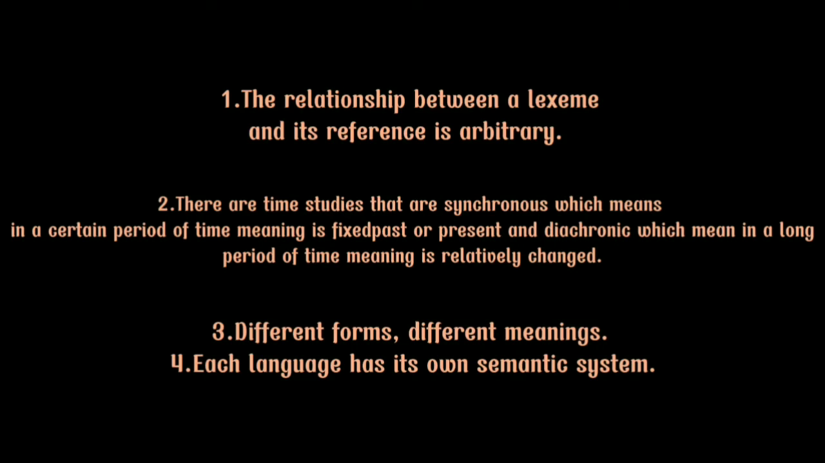Number three, different forms, different meanings. Number four, each language has its own semantic system. Number five, the meaning is related to the view of life or culture. Number six, the breadth of form, the breadth of meaning.